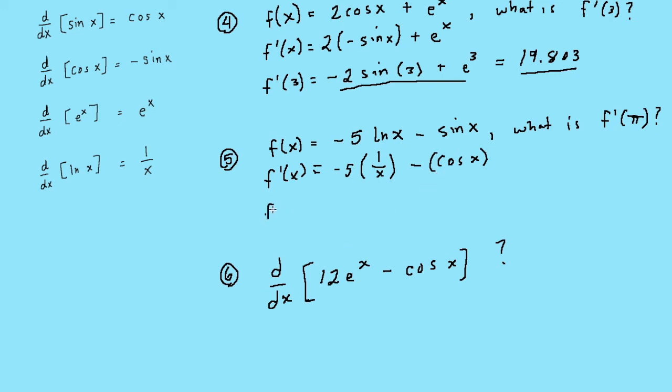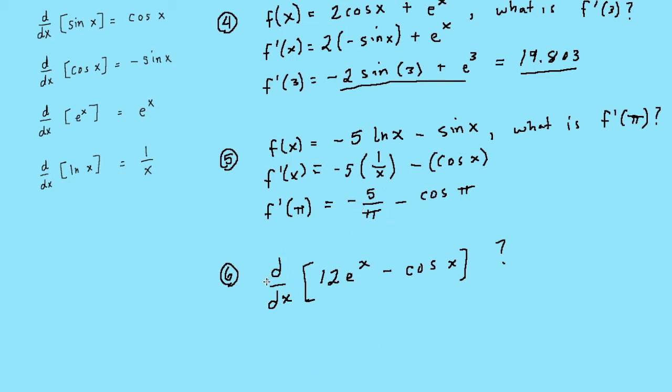Then we'll evaluate this at pi, and we'll get negative 5 divided by pi minus cosine of pi. We could evaluate this with the calculator to get a decimal answer, but we're just going to go ahead and leave it like this. Negative 5 divided by pi minus cosine pi.